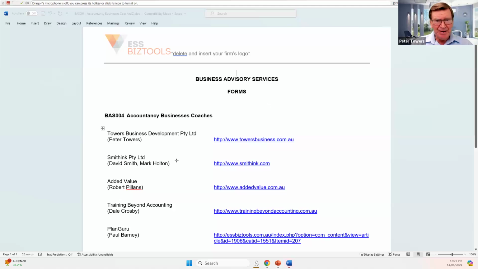Smith Inc. We've been associated with Smith Inc. for a long, long time, basically from when it was formed. Originally, Andrew Geddes and David Smith were the partners. Now it's David Smith and Mark Holton. Added value, I've had a long association with that organisation also, Robert Pillins.